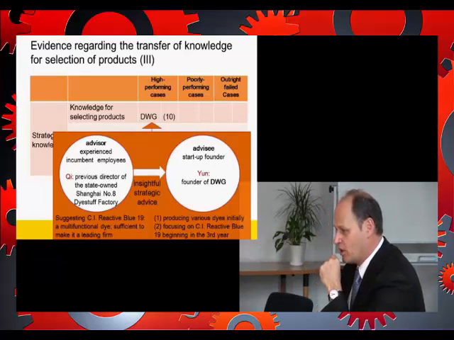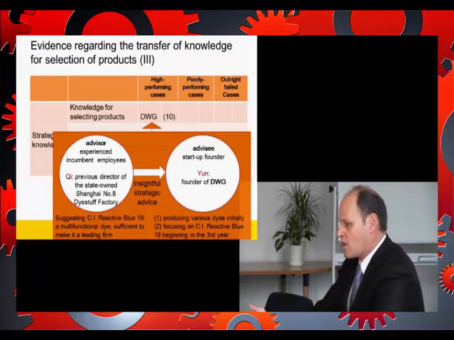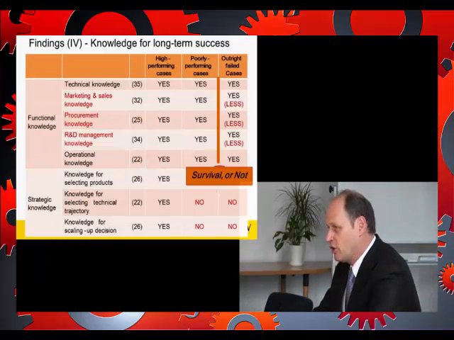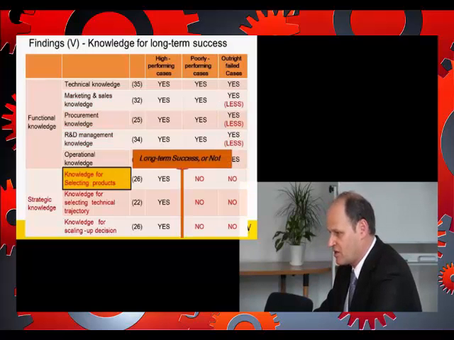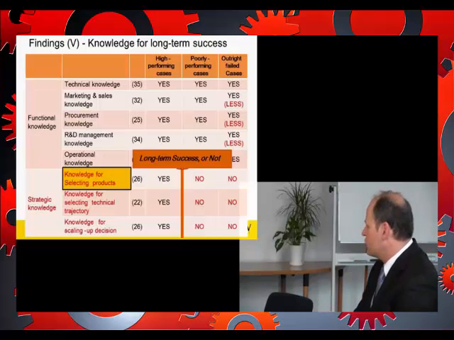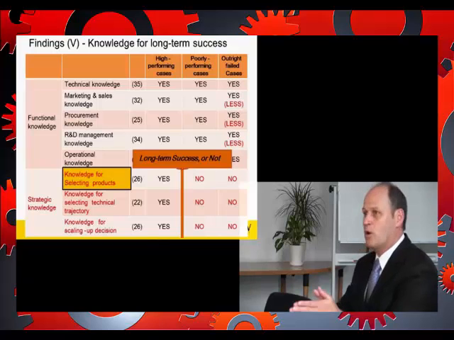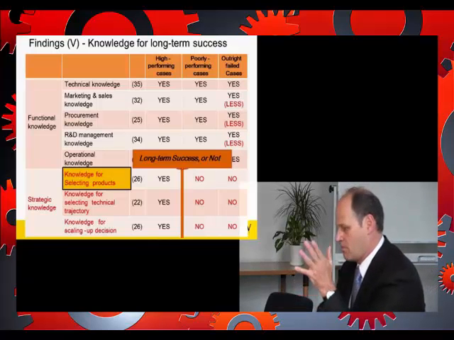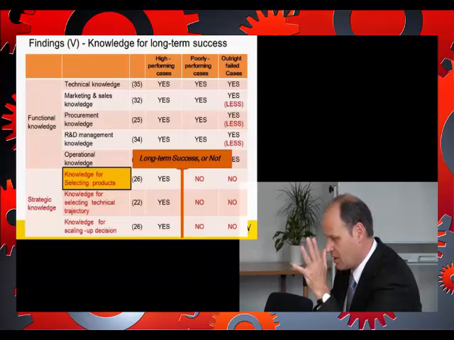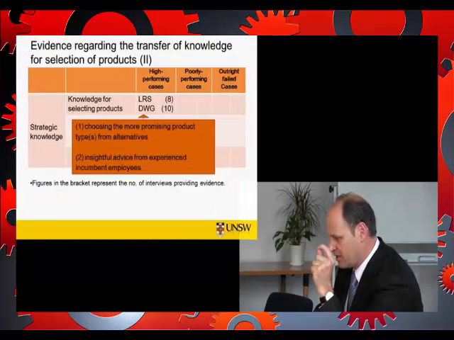So basically, to just summarize, the functional knowledge is clearly necessary to start and to survive for a couple of years. But if you want to survive over a long period of time, long-term success, basically the strategic knowledge is what separates the successful companies, those who obtain strategic knowledge from existing companies, existing employees. They survived. And I already told you about this knowledge for selecting a product.